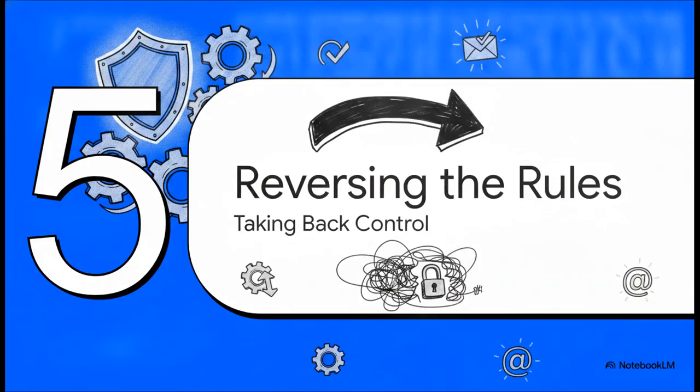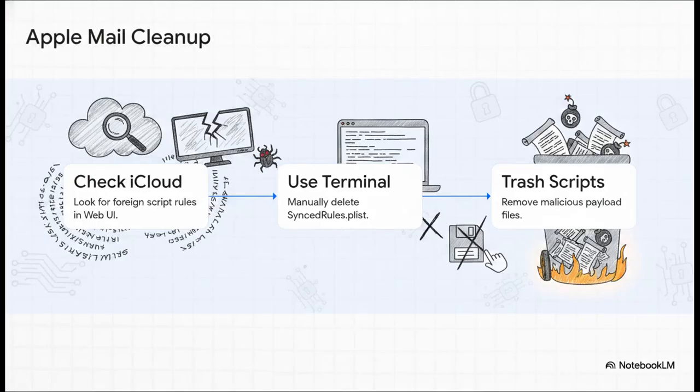Which brings us to Section 5, Reversing the Malicious Rules, Taking Back Control. We've seen exactly how complex the threat is, so let's transition into the actionable solution phase and figure out how to take back control of a compromised account. For Apple Mail cleanup, you really can't just rely on the standard preferences menu. First, you need to check the iCloud Web UI for any foreign script rules. Now, if the UI crashes, which attackers often design it to do, by the way, you have to use the macOS terminal. You'll navigate over to the Mail data directory and manually delete or backup that synced rules plist file.